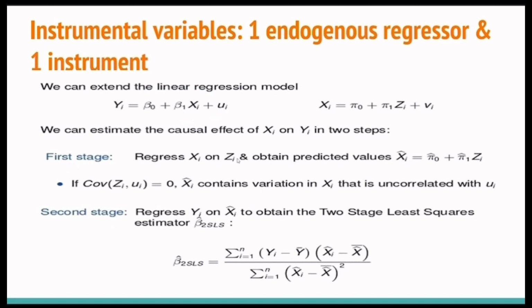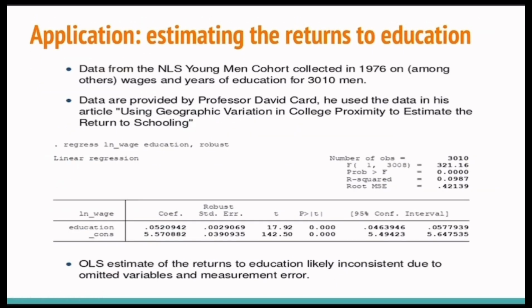So at the end of the day, when we get that, we can now use it on our data. Take a look at that. Going back to the example, where we want to apply this knowledge to data collected by Professor David Card. He used the data in his article, using geographic variation in college proximity to estimate a return to schooling.